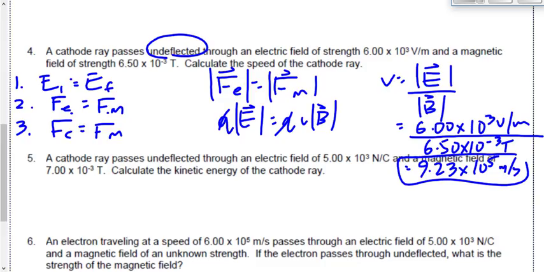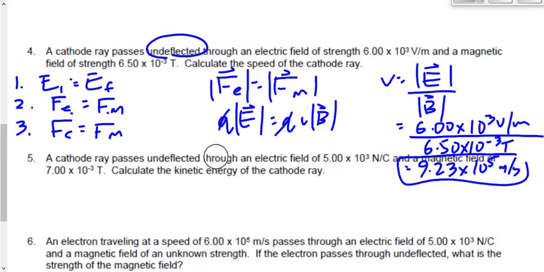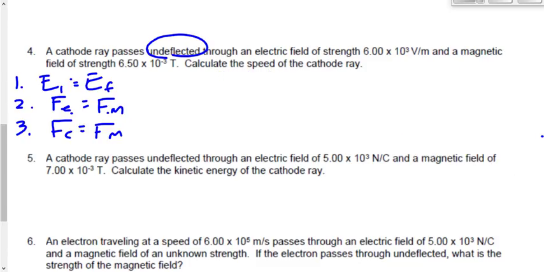All right, let's take a look at question number 5 now. This one says, a cathode ray passes undeflected through an electric field and a magnetic field. What's the kinetic energy of the cathode ray? Okay, this is an interesting question. Well, this is similar to the question that we just did, right? Except instead of looking for speed, we're looking for kinetic energy. This is a velocity selection chamber. If the last one was, then this one is too.